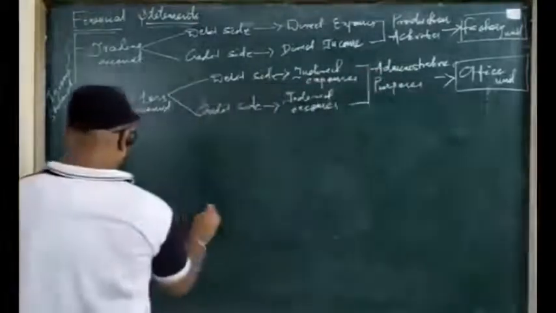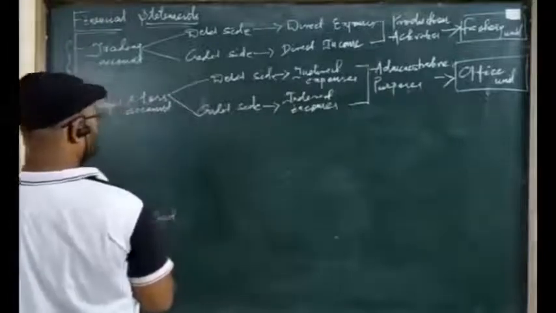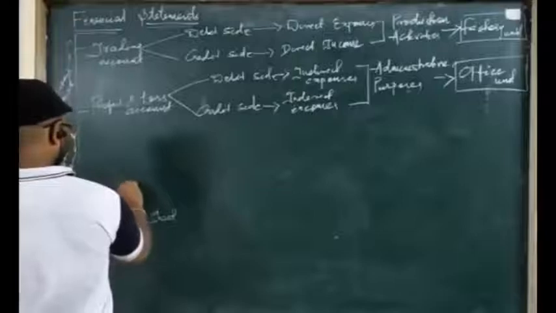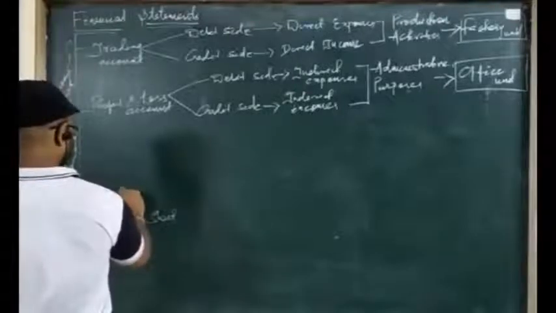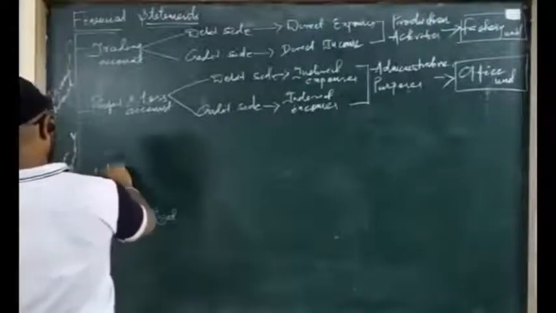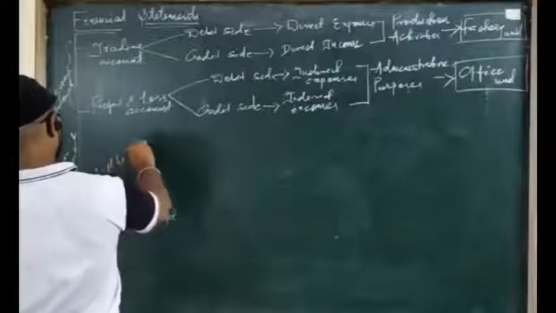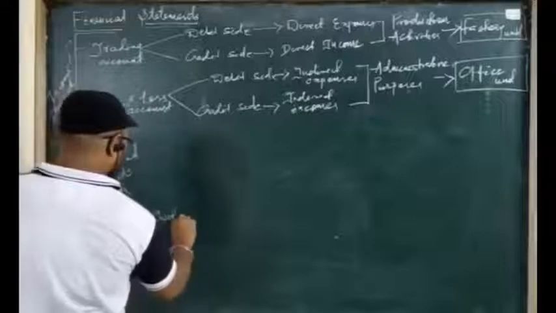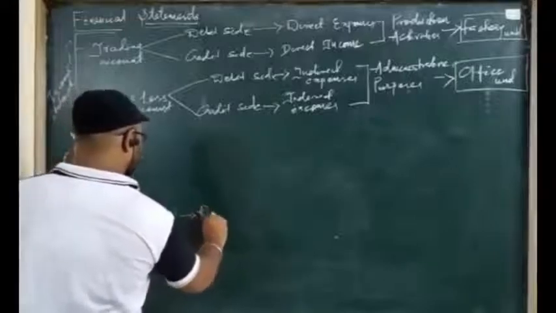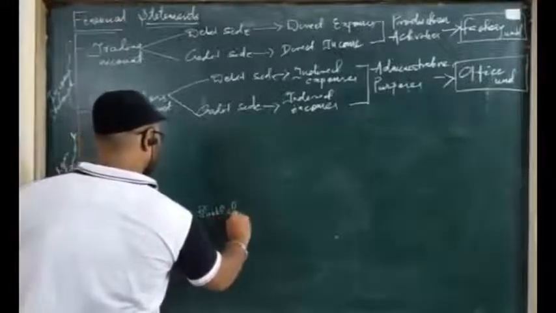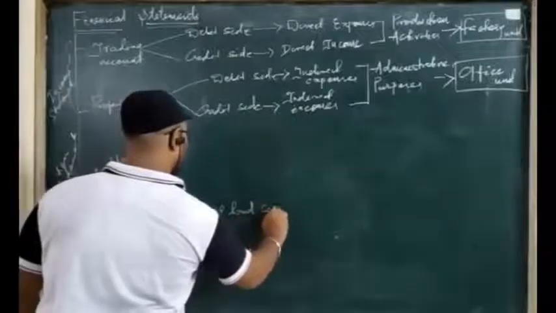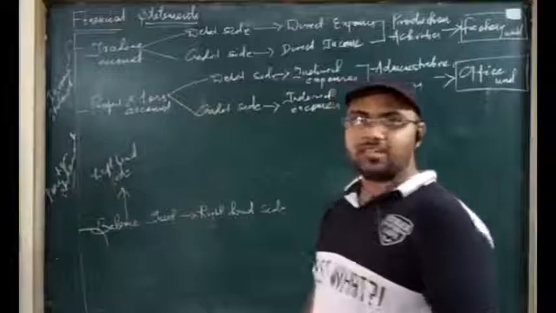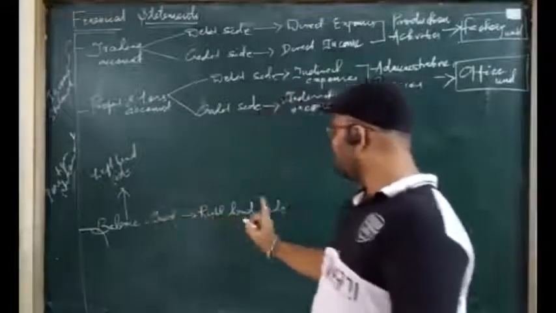So the balance sheet has two sides. I am writing here for better identification: left hand side, and here we have right hand side. Or you can say LHS, RHS. You must have studied it in maths. LHS means left hand side, RHS means right hand side.